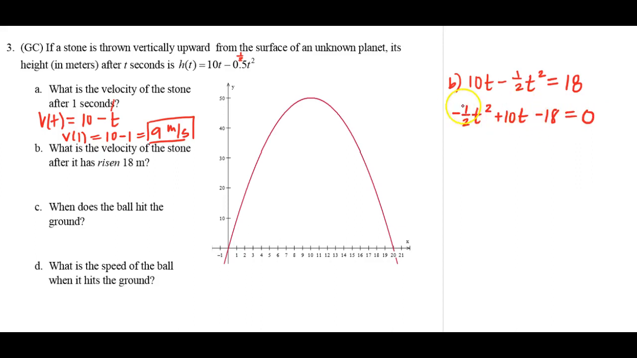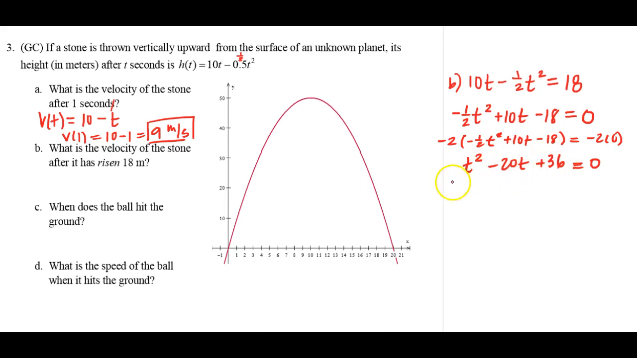So instead of dealing with fractions, I'm going to multiply both sides of this equation by -2 to get rid of my fractions. So -2 times negative 1/2 t squared plus 10t minus 18, and then -2 times 0. That will keep my right side 0. It'll just leave me with something easier on the left side to deal with. So this is going to be t squared minus 20t plus 36.